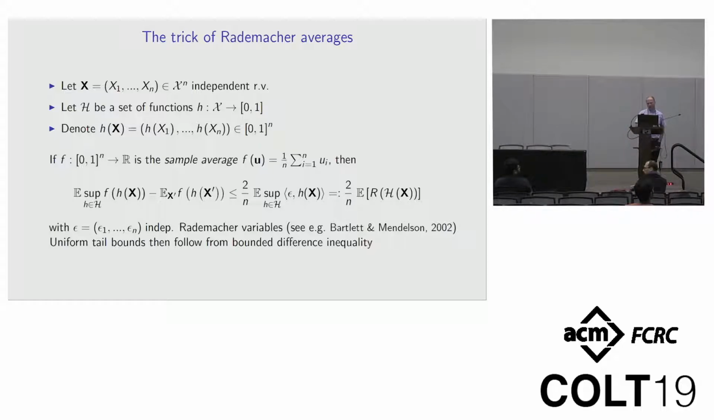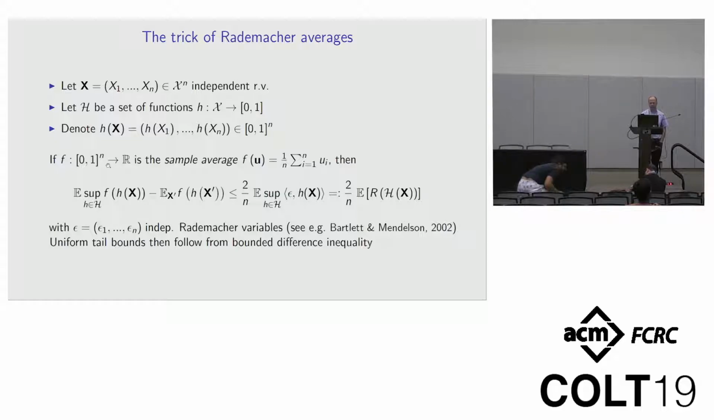It turns out that if we have a bound on this empirical process, then we can get generalization bounds using the bounded difference inequality. And a standard trick, the symmetrization trick, bounds the empirical process by the Rademacher average. So this is a result that everybody knows. It's very simple and very useful.